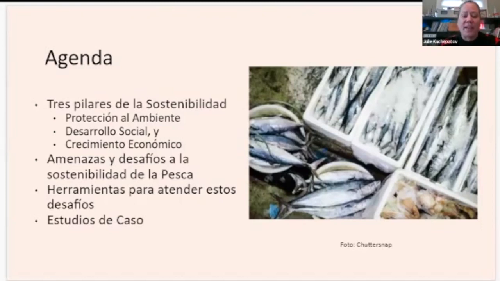Okay, today we will be talking about the 3 pillars of sustainability. What are the threats and challenges to fisheries sustainability? What are some tools out there to address these challenges? And we will end with a look at a few case studies relevant to you.